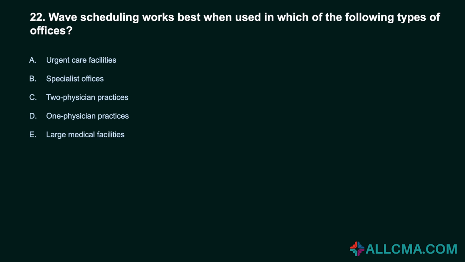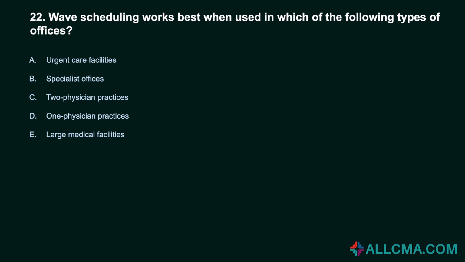22. Wave scheduling works best when used in which of the following types of offices? A. Urgent care facilities. B. Specialist offices. C. 2 physician practices. D. 1 physician practices. E.